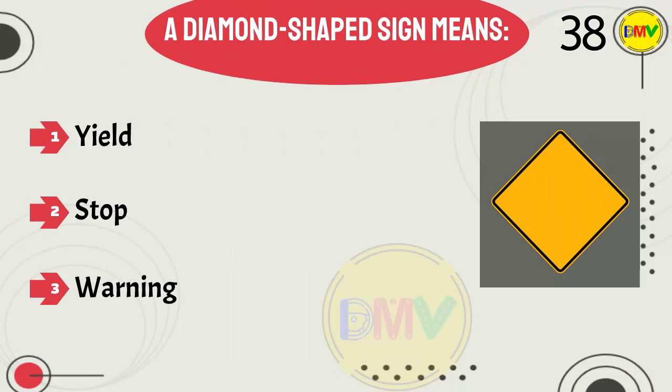Question 38. A diamond-shaped sign means: 1. Yield. 2. Stop. 3. Warning.